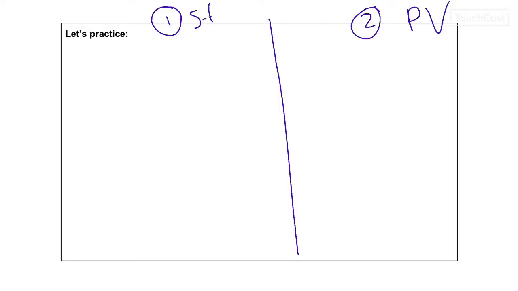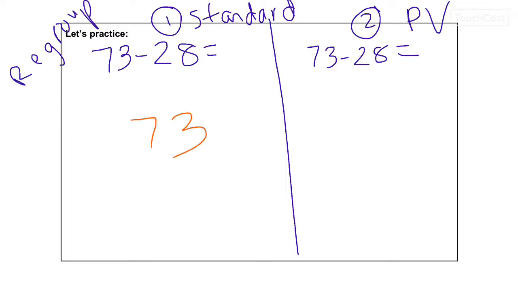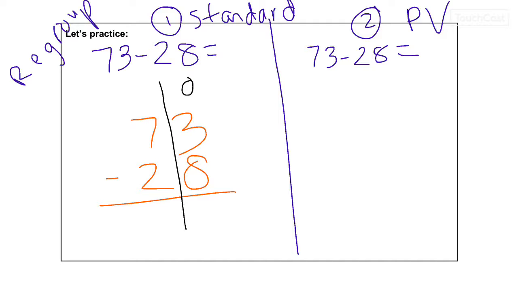Okay, let's try another one. This will be the first way, this will be the second way. I'll put PV for place value and I'll write this as standard. Remember, we're going to regroup. So the next problem is 73 minus 28. Okay, those are both written horizontally. I want to write them vertically and stack them. Make sure that your ones place is stacked on top and your tens place are stacked on top.